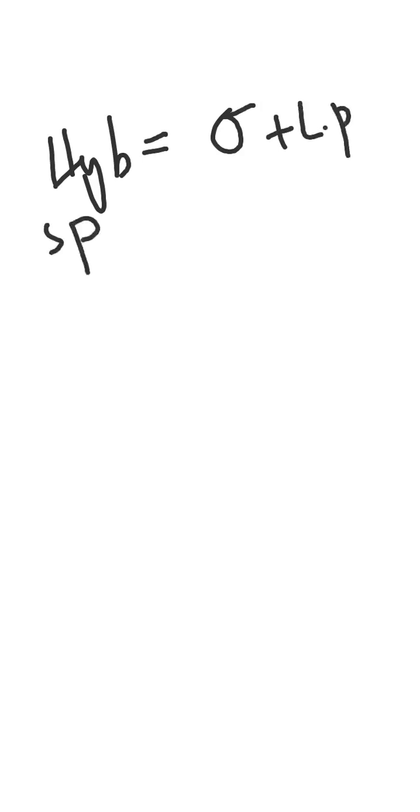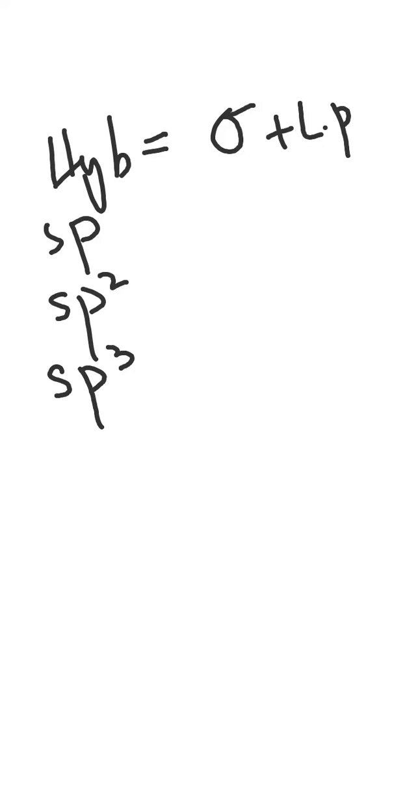Hybridization can be calculated by counting sigma bonds and the lone pairs. Yes, sigma plus lone pair, you will get the hybridization. Hybridization हमारे पास कौन सी है? sp, sp2, sp3.